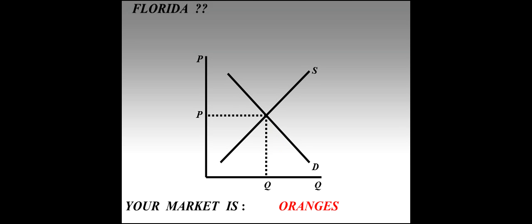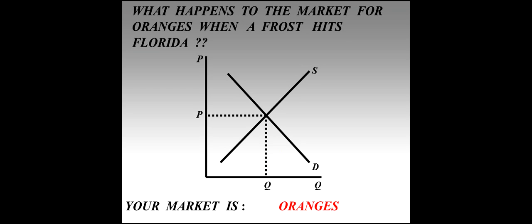So all kidding aside, let's take a look at our first market and our first change in conditions to that market. That first market we'll look at is the market for oranges. And the event that causes a change in market conditions is the following. What happens to the market for oranges when a frost hits Florida? Now, frosts are known to kill off citrus crops, and in some cases, if it's a hard enough frost, actually kill off a number of the trees in orchards.